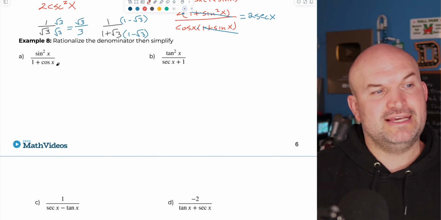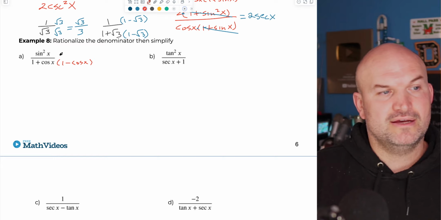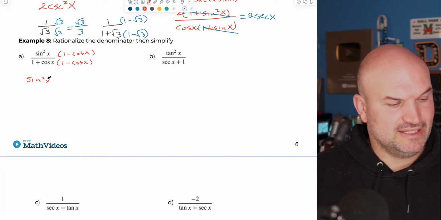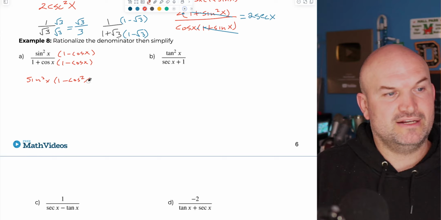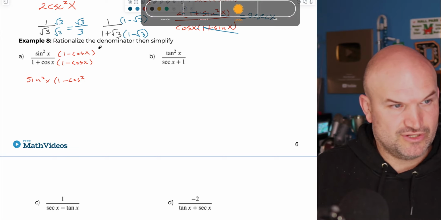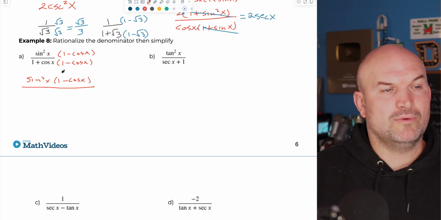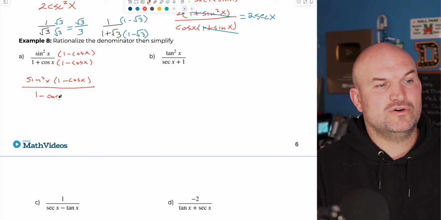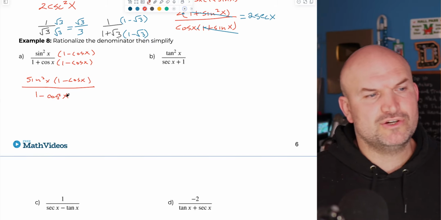You know that the conjugate of this would be 1 minus cosine of x, and you multiply by 1 minus cosine of x on the top and the bottom. So the numerator is going to be exactly as it is: sine of x times 1 minus cosine of x, not cosine squared of x, just cosine of x. And in my denominator, again, this is a difference of 2 squares. So this is going to be 1 minus cosine squared of x.